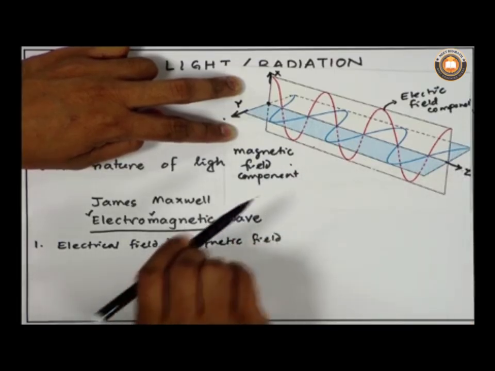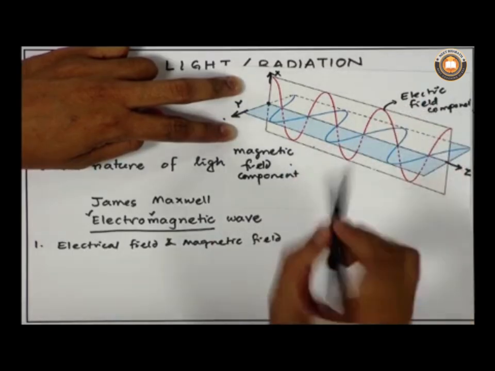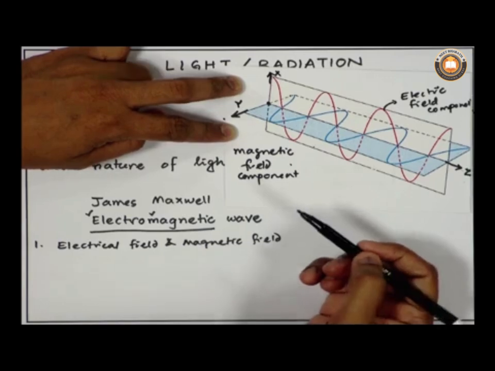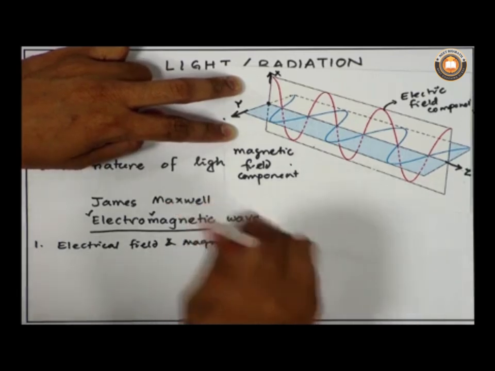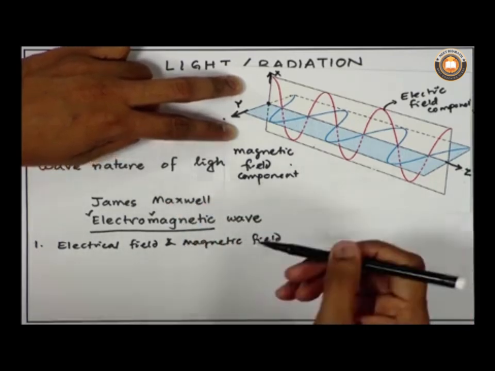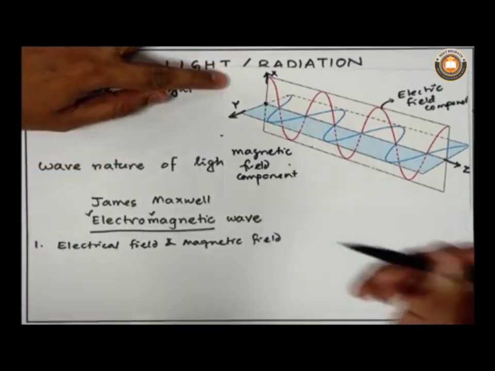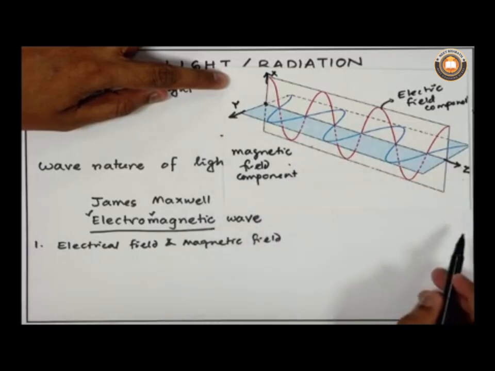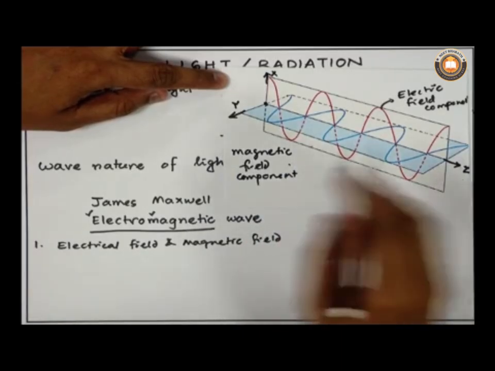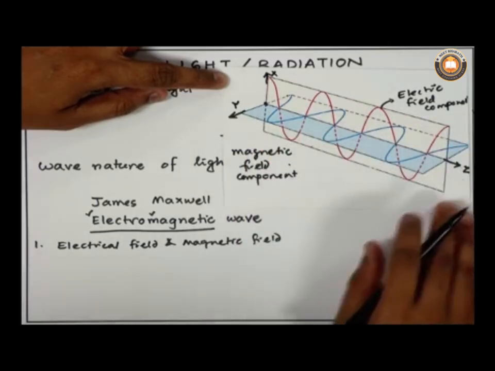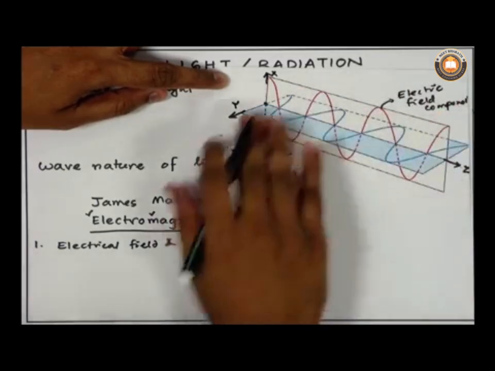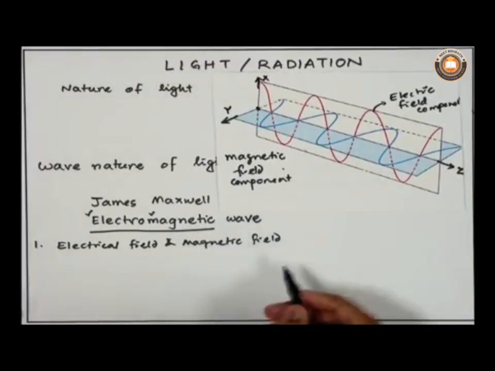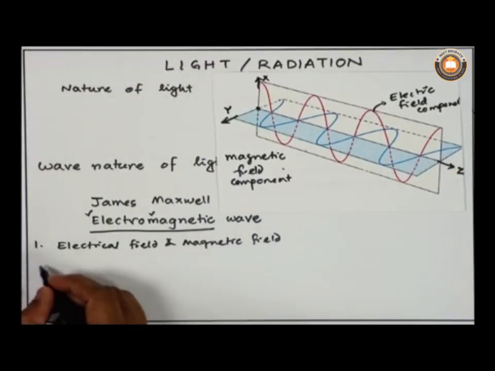If the light wave is propagated along one direction, it produces an electric field which is perpendicular to the direction of propagation, and it produces a magnetic field which is perpendicular to both its direction of propagation as well as the electric field component. This is a special nature of electromagnetic waves. All electromagnetic radiation shows this kind of behavior. So, this is one important property of electromagnetic radiation.